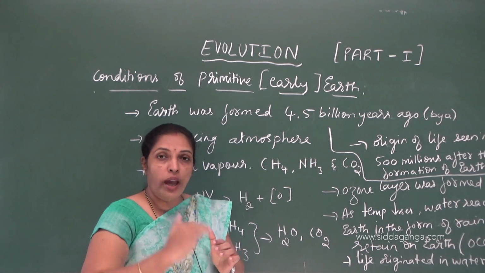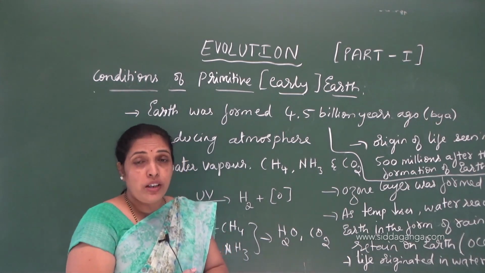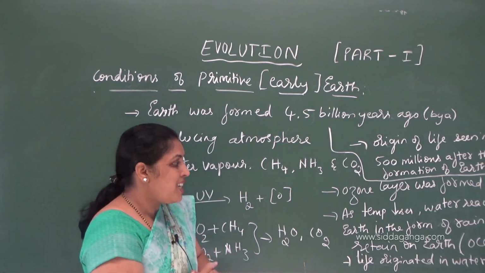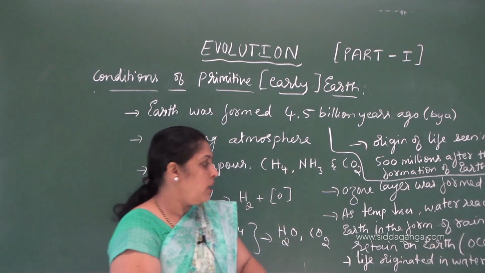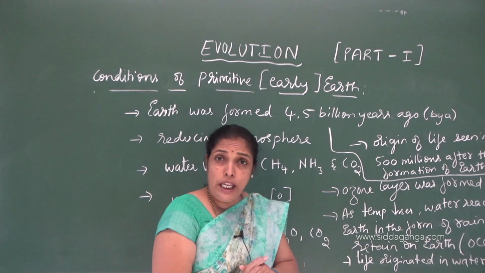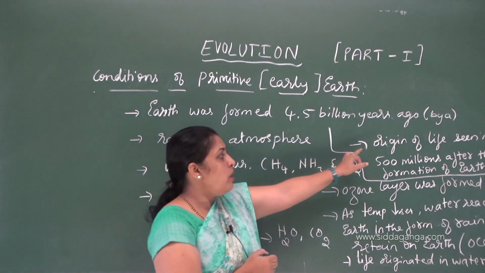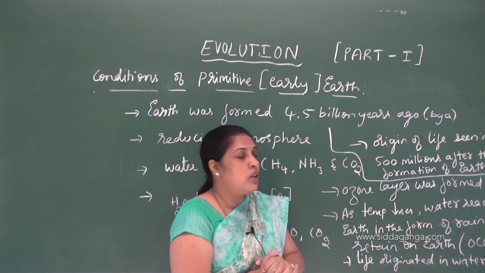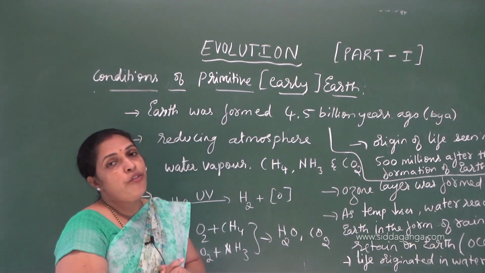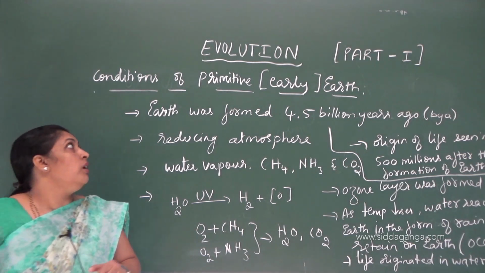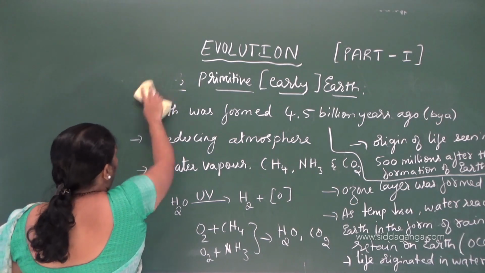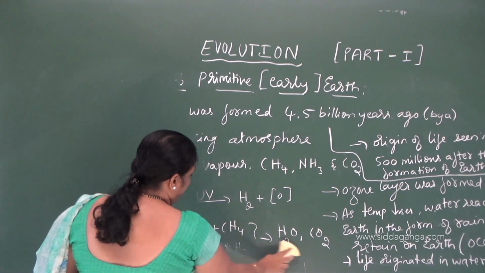That also helps in decreasing the temperature of Earth. Once the temperature of the Earth came down, water started retaining on the Earth in the form of oceans. So life appeared or originated in water. That tells us that origin of life is seen in water nearly 500 million years after the formation of Earth. So this is about the conditions of primitive Earth. Then we'll move on to the theories of origin of life.